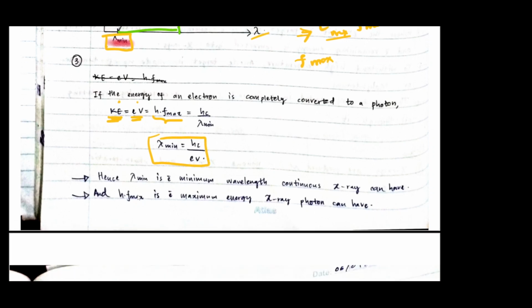Hence lambda minimum is the minimum wavelength continuous X-ray can have. hf max is the maximum energy X-ray photons can have. Okay, so here it's important. This is for continuous X-ray.